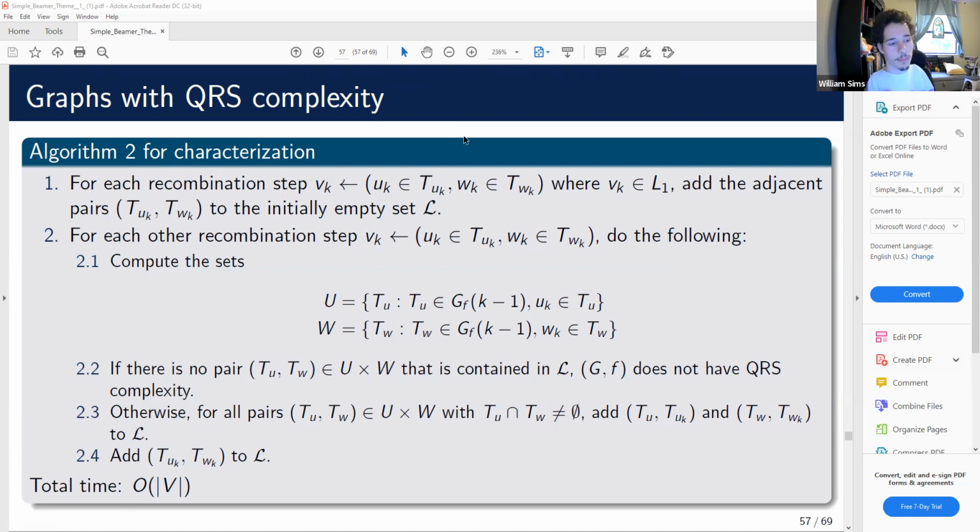And then after each recombination step, we're going to do an amount of work that is also O of V. And that work is going to keep track of this set L. This set L is a set of adjacent pairs of clusters in 4 cycles. And all we have to do is ensure that at every recombination step, our base pair is taken from some pair in L. Since L is going to be our adjacent pairs of clusters in 4 cycles, obviously our next base pair needs to come from L, or it needs to be contained in clusters in L. Otherwise, it's not contained in an adjacent pair of clusters in a 4 cycle, which would tell us by the previous theorem that it doesn't have QRS complexity. So that's all we're going to do. And you can do this very quickly. You can do it in O of V time. Okay, so that's just kind of a nice algorithm that we get from the 4 cycle theorem.